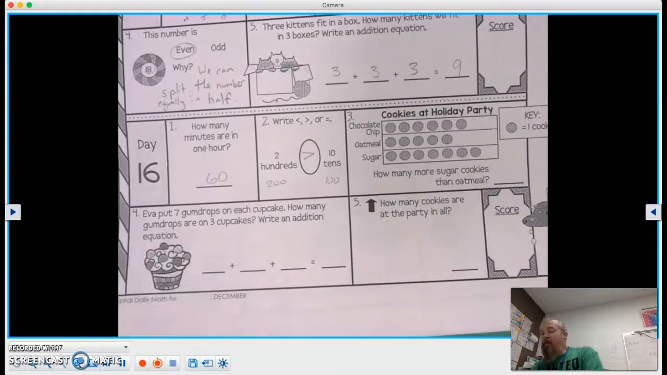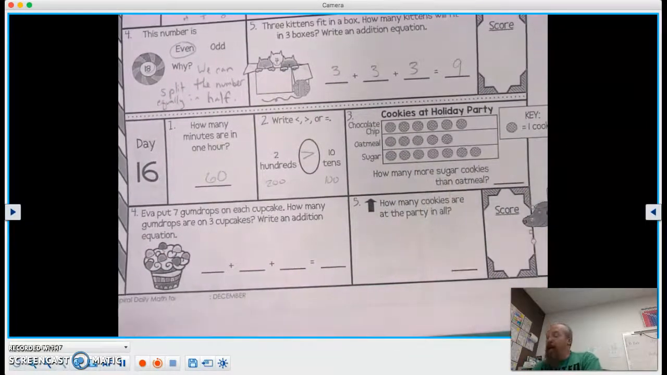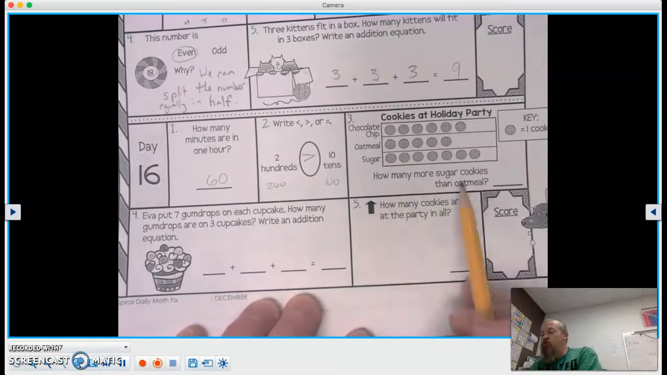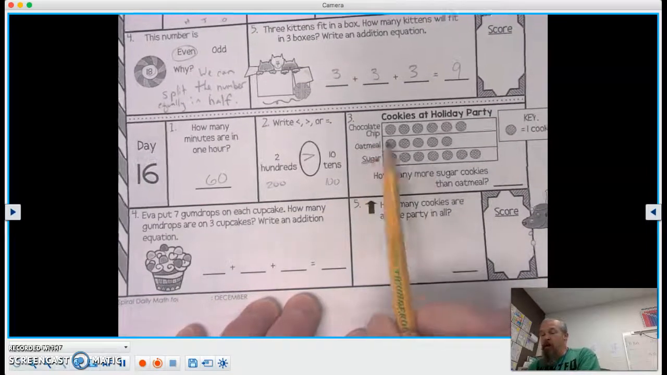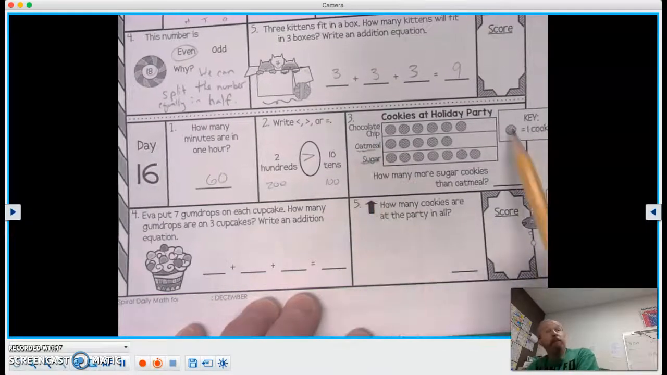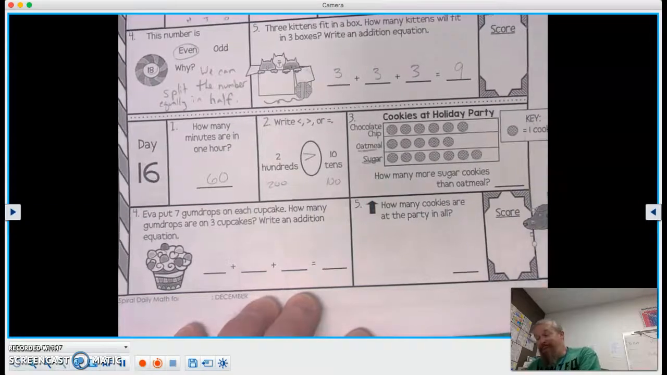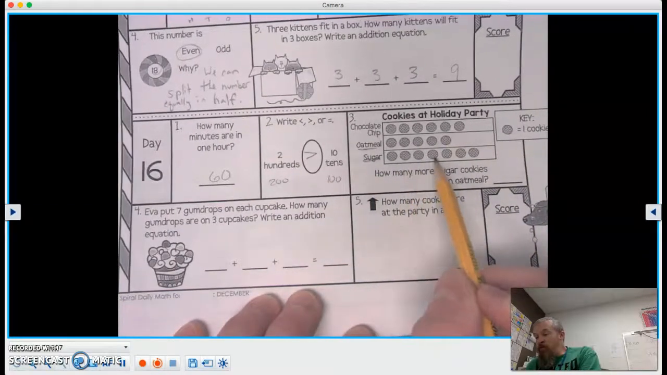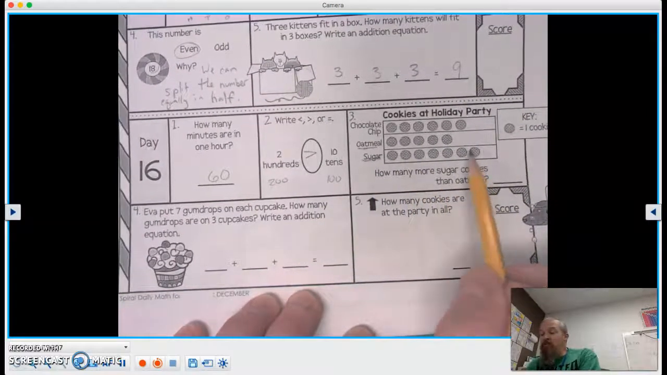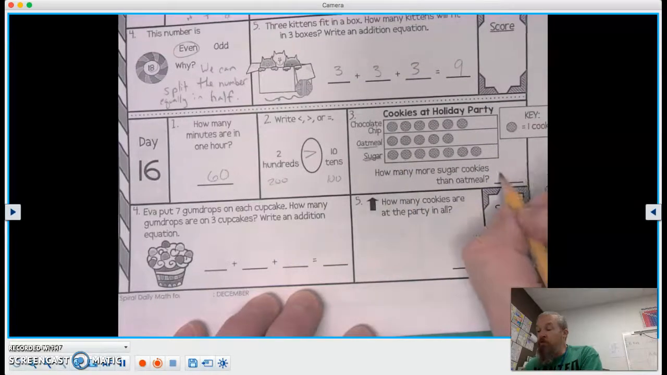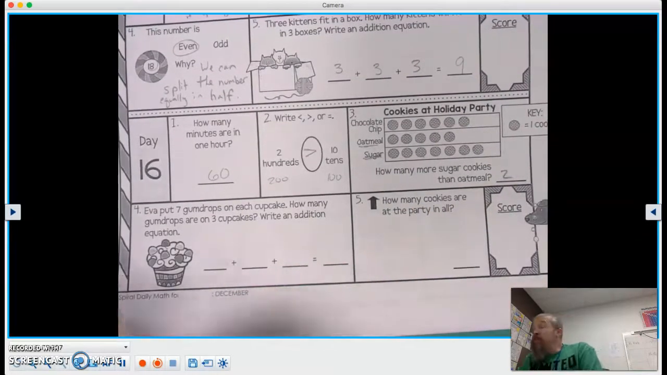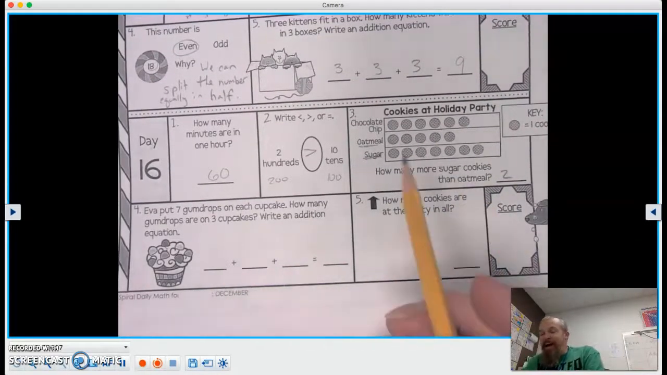Cookies at holiday party. There's chocolate chip, oatmeal, and sugar. How many more sugar cookies than oatmeal? Each cookie equals 1 cookie. So we have 1, 2, 3, 4, 5, 6. We have 7 cookies compared to 1, 2, 3, 4, 5. So there's two more.